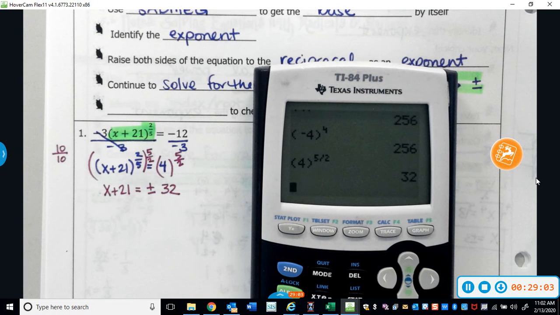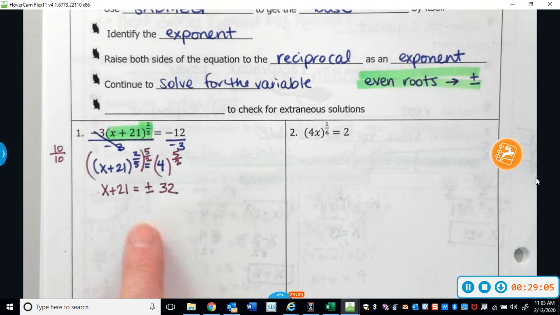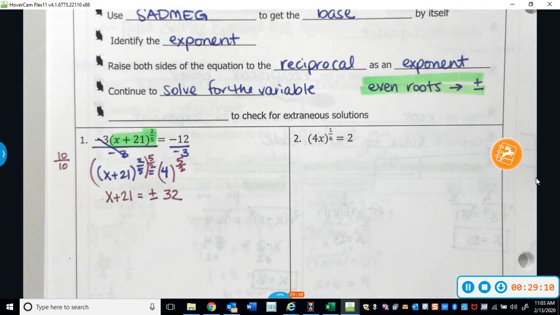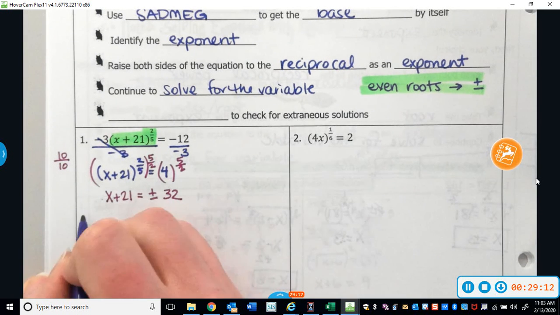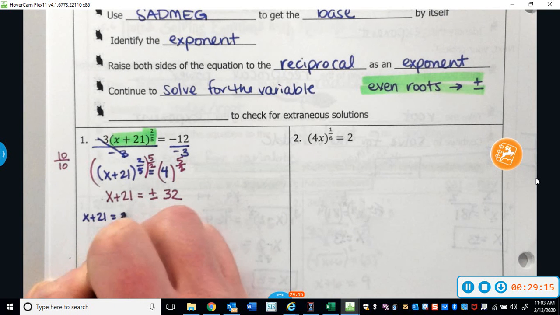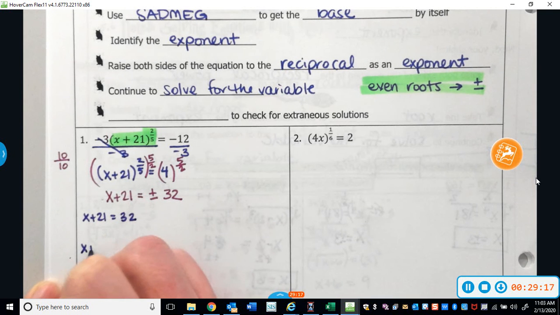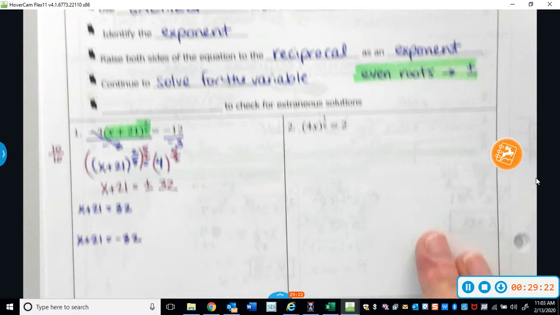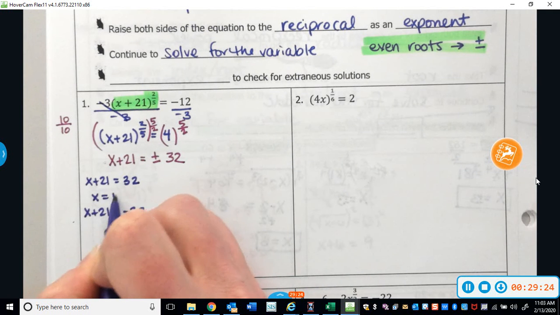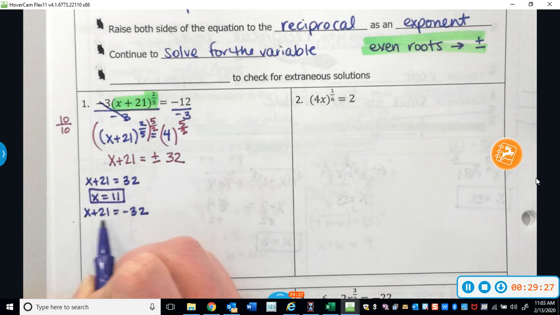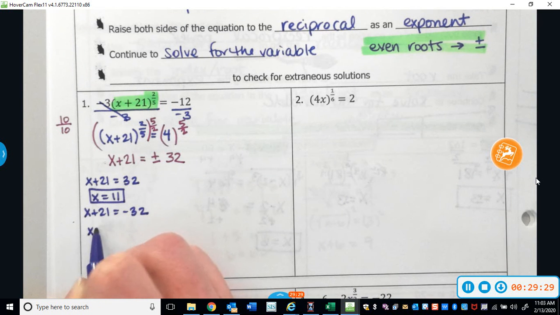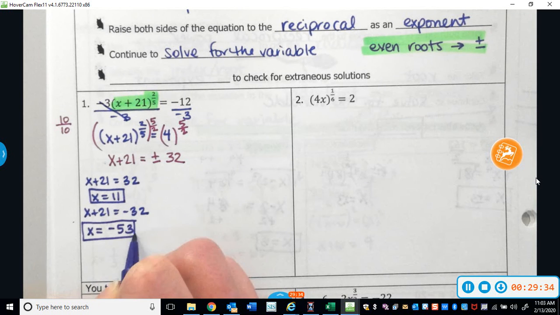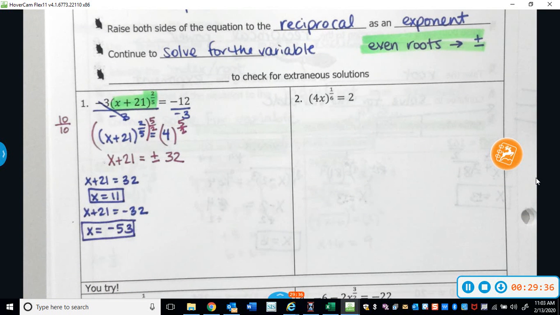Questions about that? Okay. So since I have 2 numbers here, I just need to remember that whenever I'm doing an operation, I'm doing it to both of them. If you think you're going to make a mistake, then maybe you just write out that you know that x plus 21 equals 32, but you also know that x plus 21 equals negative 32. And that way when you start to solve, you'll see that x equals 11 is one of the solutions. And then when I subtract 21 from both sides here, I'll get negative 53 for that. Questions for me?